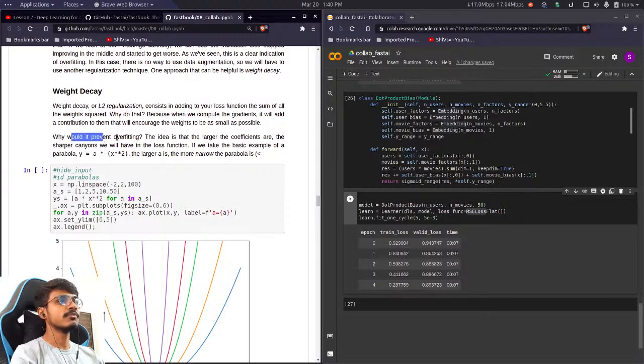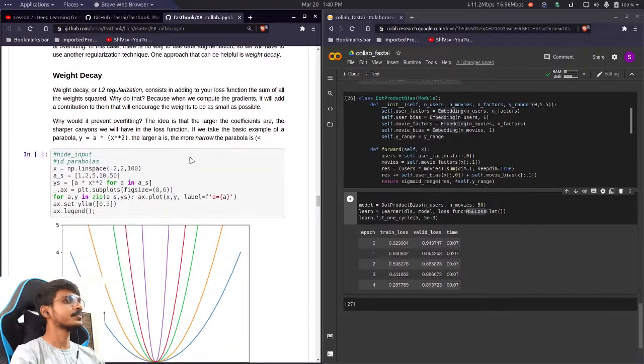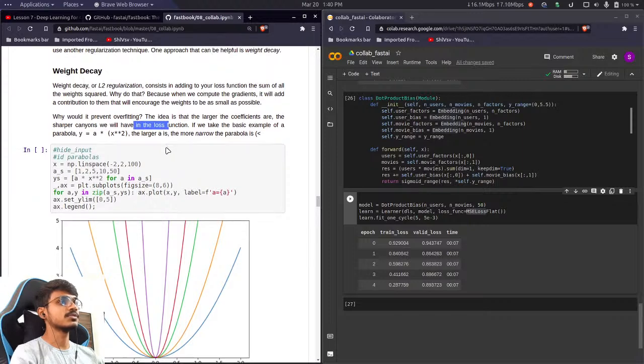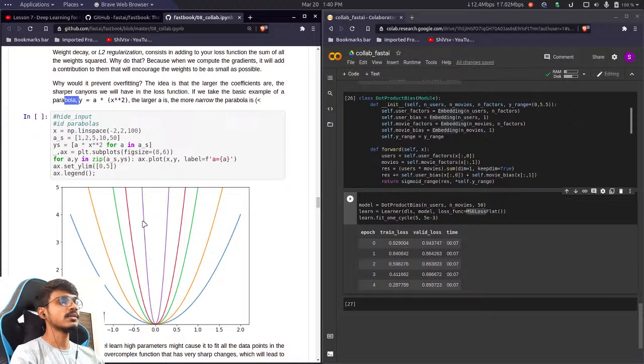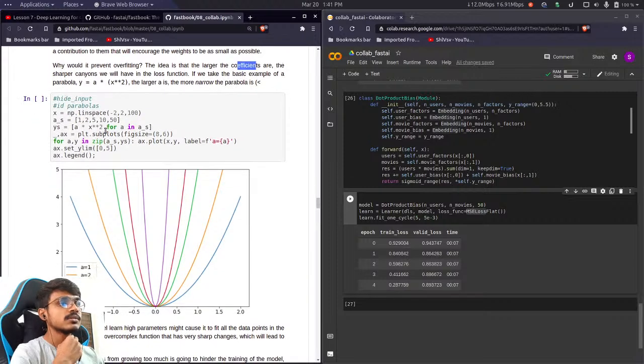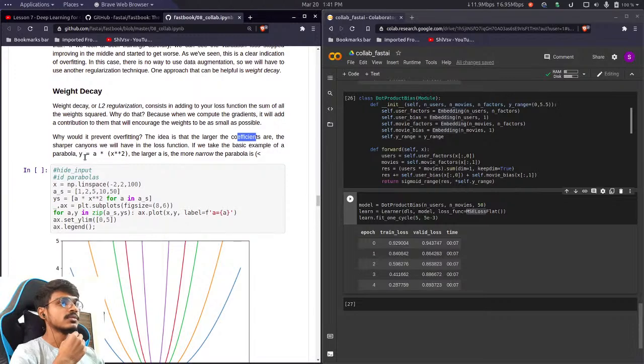Okay, why would it prevent overfitting? The idea is that the larger the coefficients are, the sharper canyons we will have in a loss function. If we take the basic example of a parabola, this is a graph of a parabola. This is the equation of a parabola: y is equal to a x squared. The larger a is, the narrower the parabola. So for a equal to 50, we have this kind of parabola which is narrower, and as a decreases, the parabola starts to open up. For a equal to 1, it basically is like this. So the idea is that the larger the coefficient, the sharper the canyons, but that doesn't explain why it would prevent overfitting.